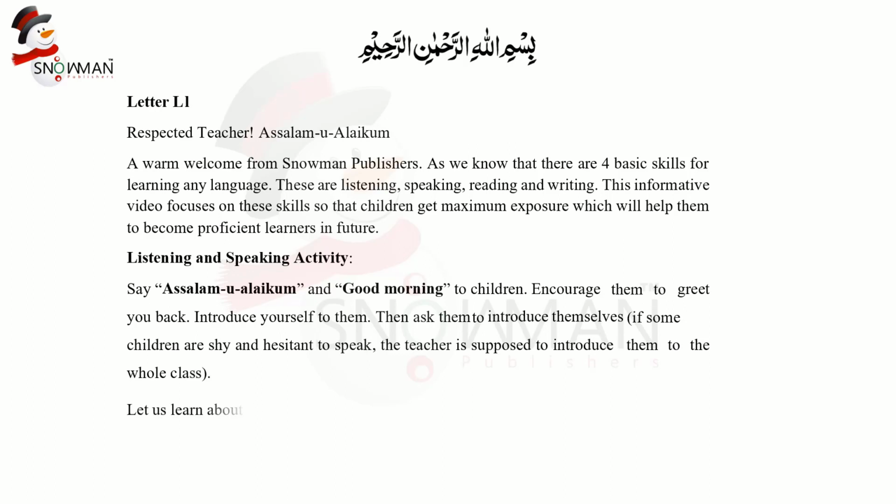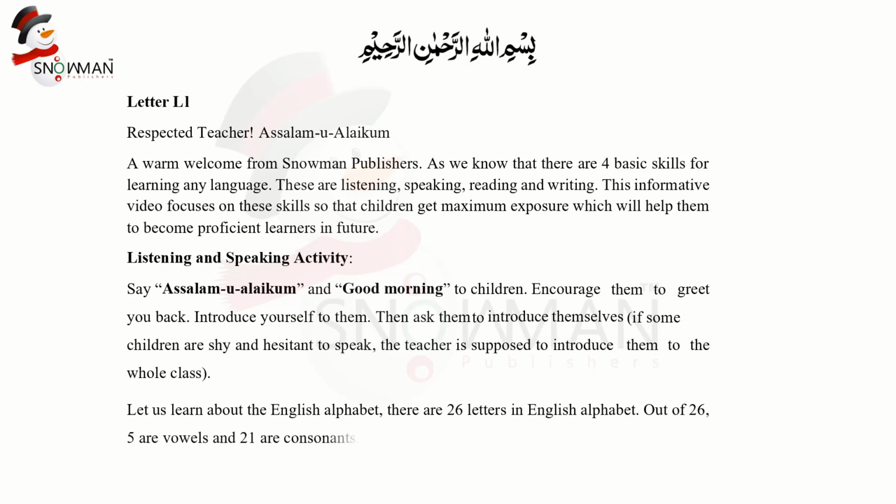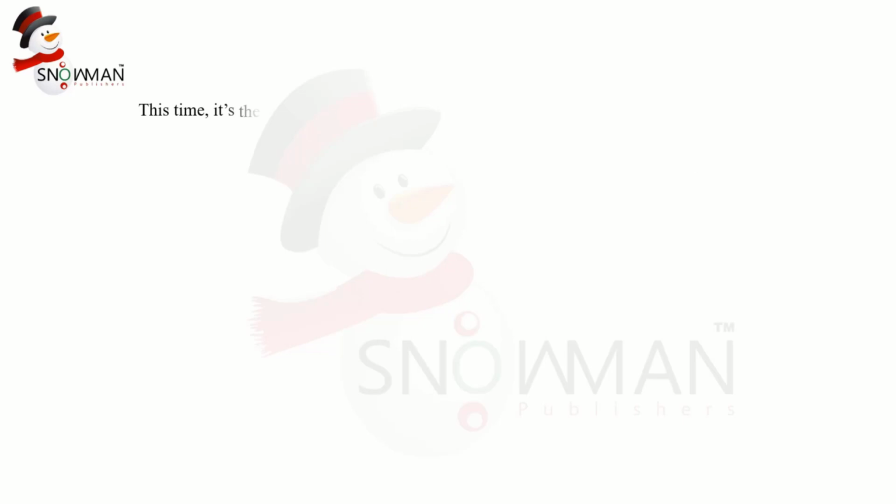Let us learn about the English alphabet. There are 26 letters in the English alphabet. Out of 26, 5 are vowels and 21 are consonants. This time, it's the 12th letter, L. Use the writing board and write letter L.